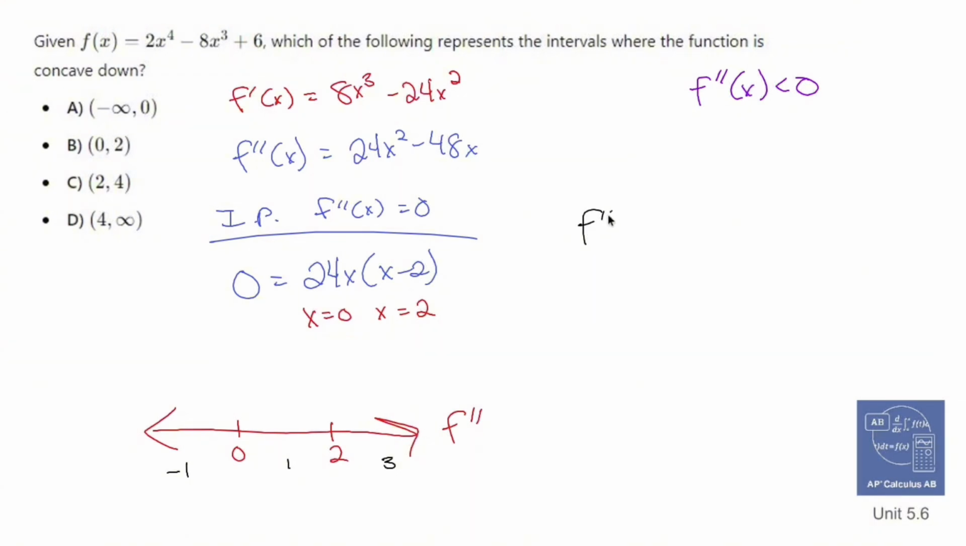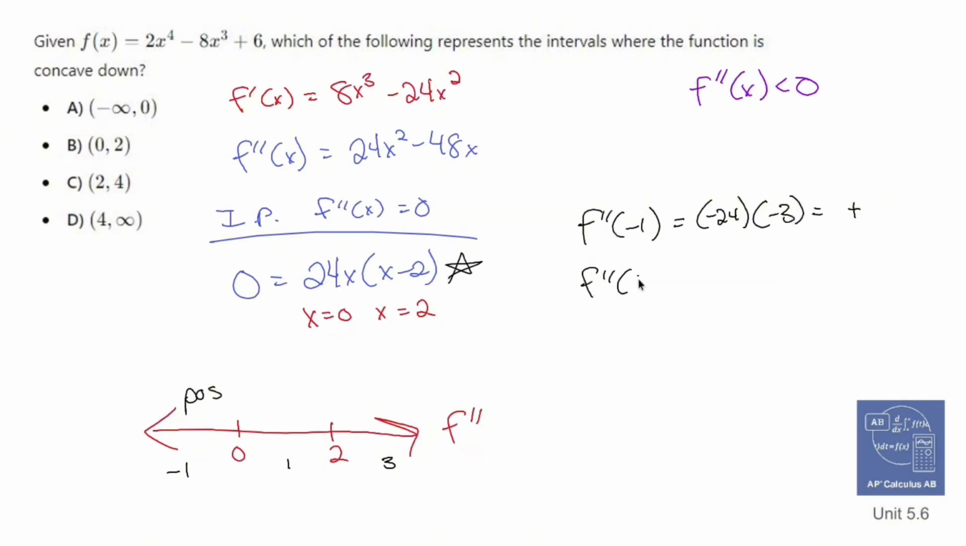So f double prime of -1, if I use this guy right here, which seems to be a little bit easier, so I'm going to use that, so that is still f double prime. I'm going to get 24 times -1, so negative 24. I'm going to get -1 minus 2, which is -3. And I don't care what number I get. I just know that this is positive. So you're going to be positive right here. So not at all what I want.